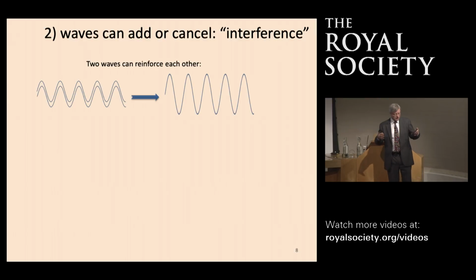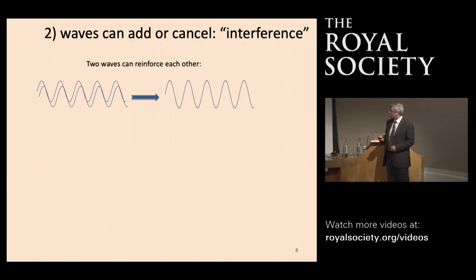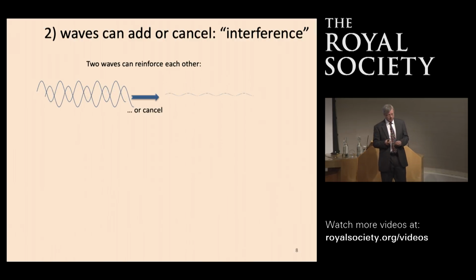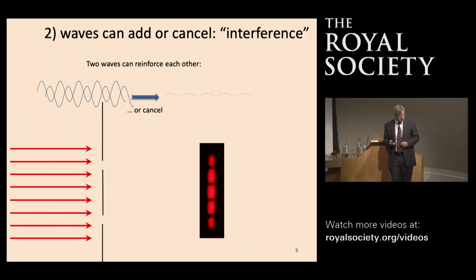Suppose I have two waves and I bring them together in the same place. So here they are in the same place. And I've brought them together in such a way that the peaks of the one wave line up with the peaks of the other wave. What happens is you just get a doubly big wave. They add up. But what happens if I slide one of them over a little bit so that the peaks of one wave line up with the troughs of the other wave? Then the waves will cancel each other and there'll be no disturbance here. So that's interference.